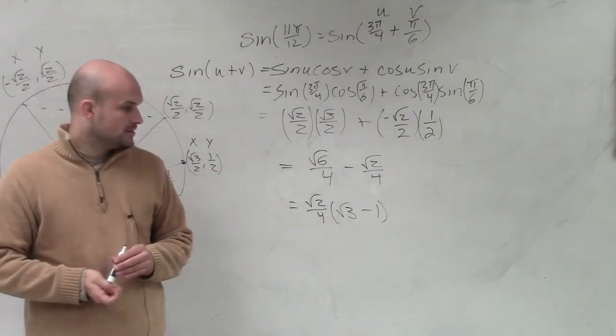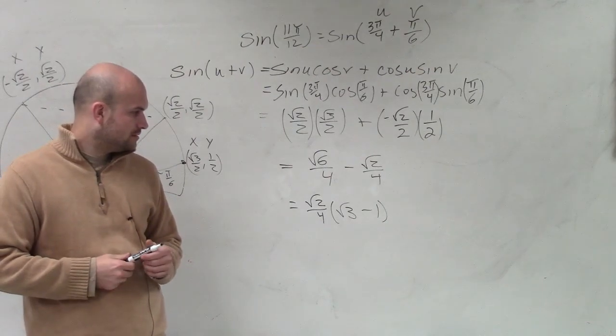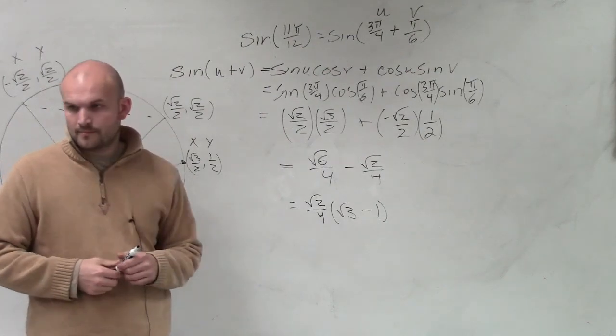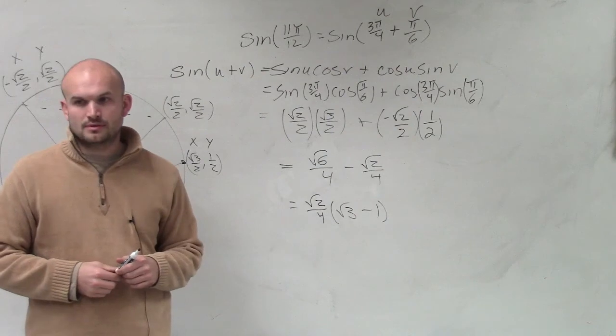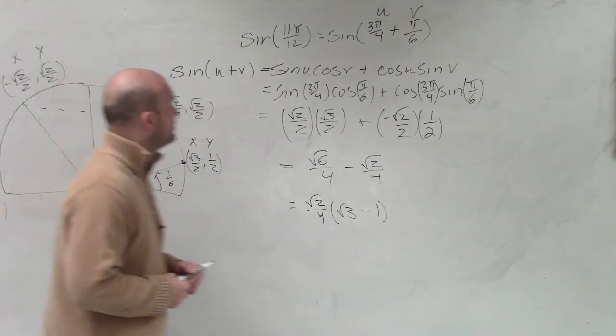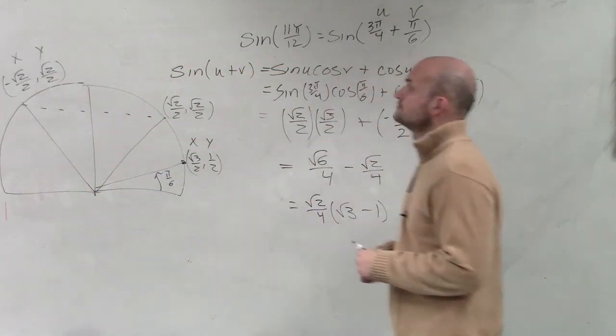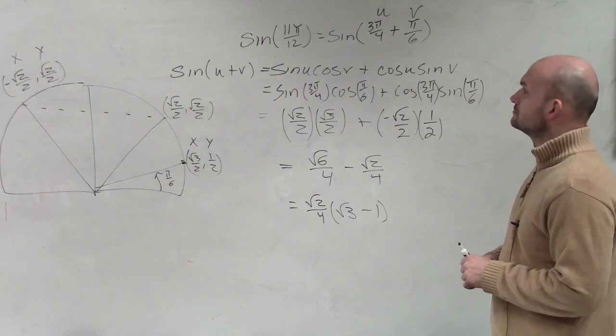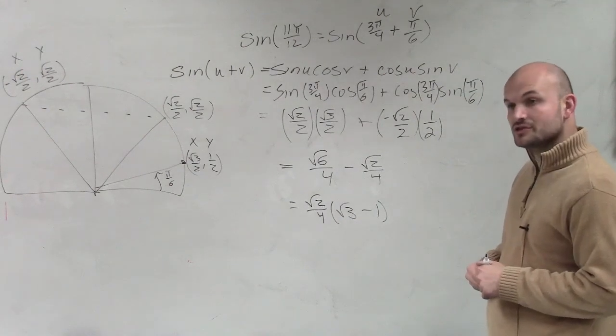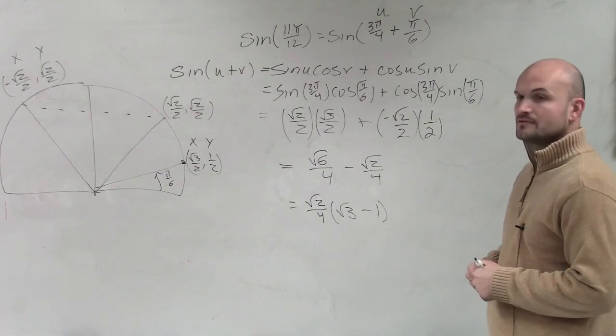Yes? Would it matter if we wrote negative 1 plus square root of 3? No, it wouldn't matter. And then, whenever it's u plus v, is it always the same sign on both sides? For sine, for the sine function, yes. What about cosine? Cosine is different, which we'll go over next.